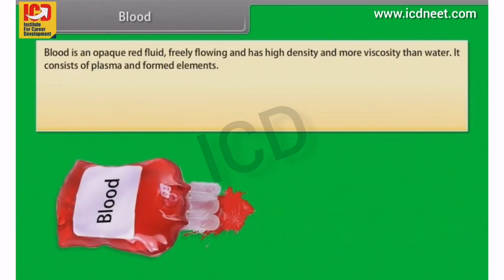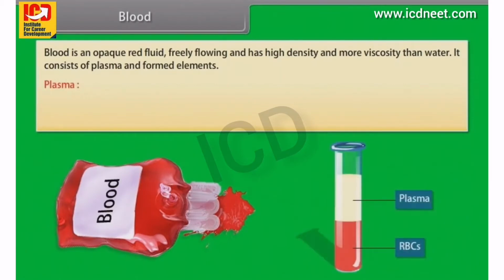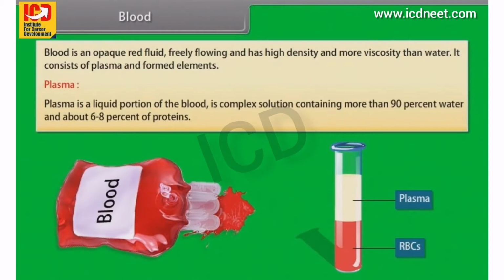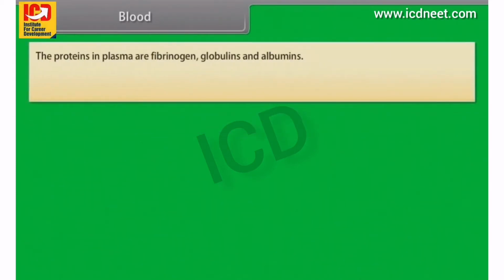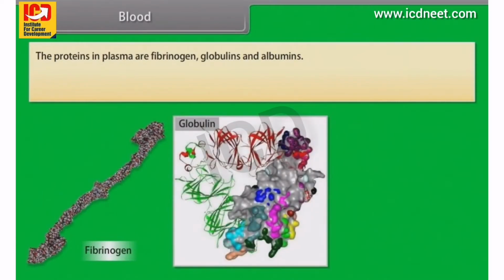Blood. Blood is an opaque red fluid, freely flowing and has high density and more viscosity than water. It consists of plasma and formed elements. Plasma. Plasma is the liquid portion of the blood, a complex solution containing more than 90% water and about 6 to 8% of proteins. The proteins in plasma are fibrinogen, globulins and albumins.